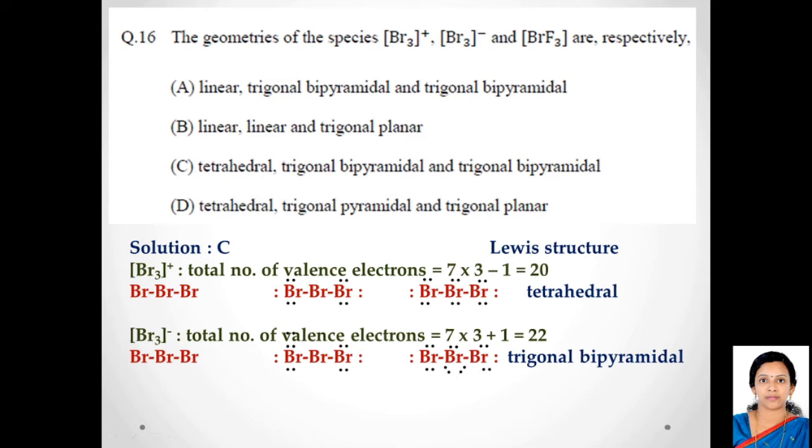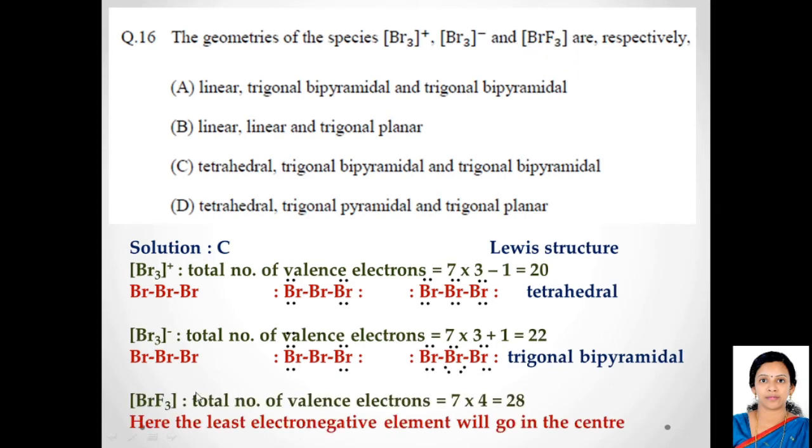The best way of arranging these pairs of electrons so as to have the minimum repulsion between them and maximum distance between them is the trigonal bipyramidal arrangement. The 3 lone pairs will be in a plane, the trigonal plane, and the 2 bromine atoms will be on the z axis, one above the plane and one below the plane. So it's a trigonal bipyramidal arrangement for this tribromide anion.